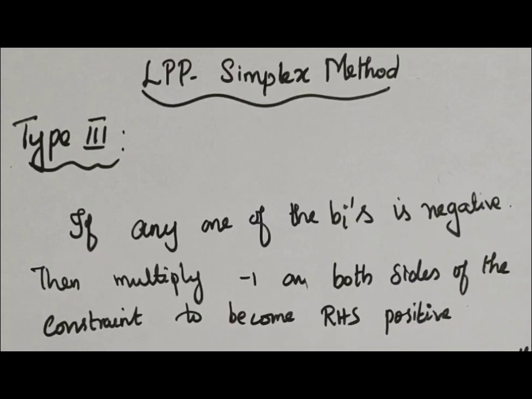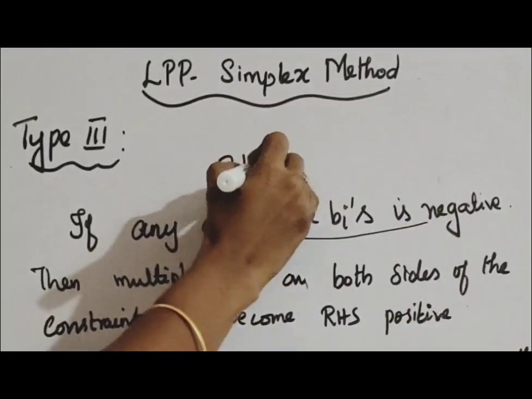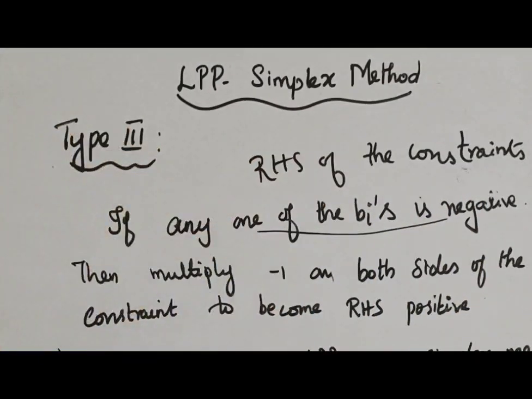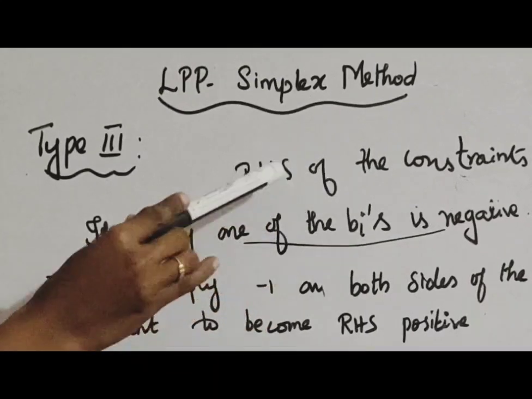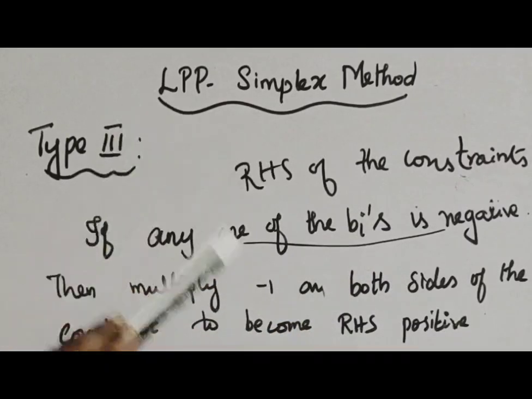In this video, we are going to discuss the third type of the simplex method to solve the LPP. Here, if any one of the bi is negative, what is meant by the bi? It is the right hand side of the constraint. If any one of the bi, that is the right hand side of the constraint, is negative, then you have to multiply by -1 on both sides of that constraint to make the right hand side positive.